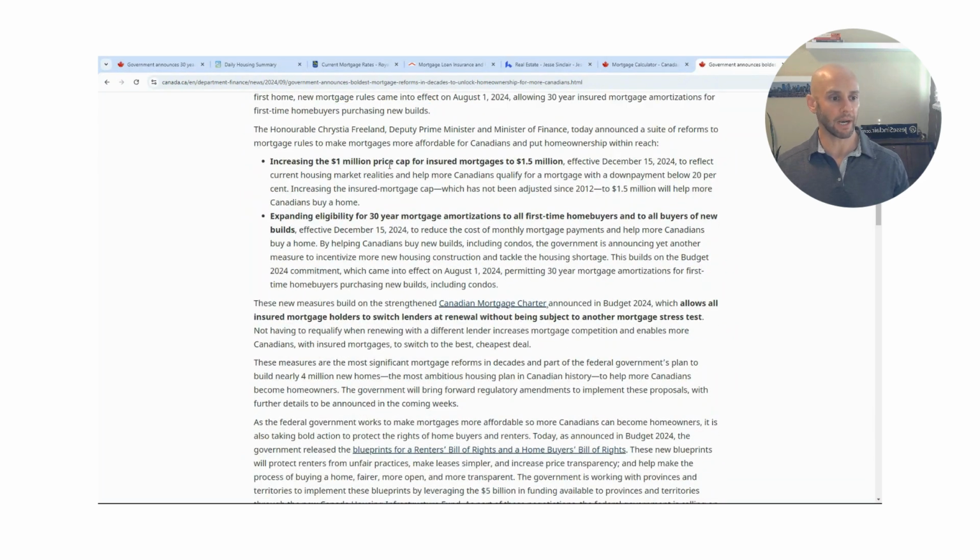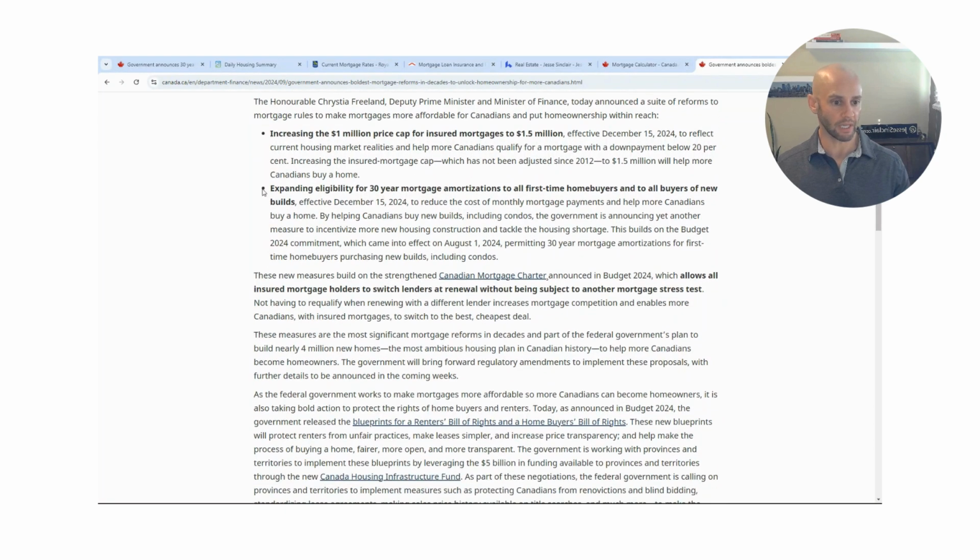There's a cap on insured mortgages, which was $1 million. It's been increased to 1.5. That's really for Toronto and Vancouver markets, in my opinion. Higher priced markets have driven that policy change. And then we'll get into this 30-year amortization.